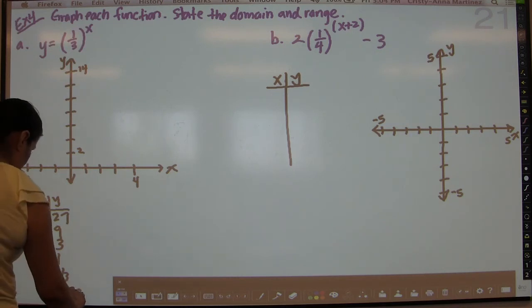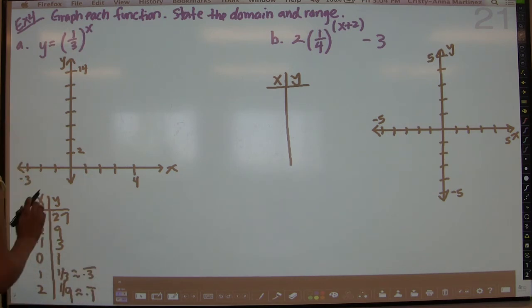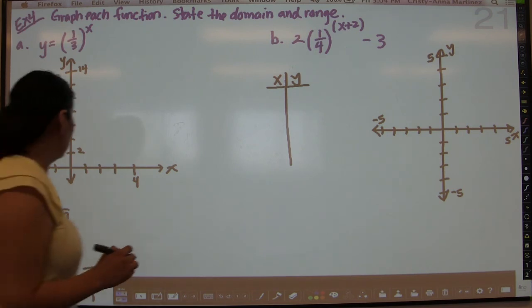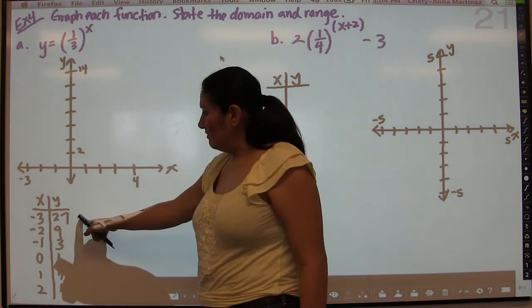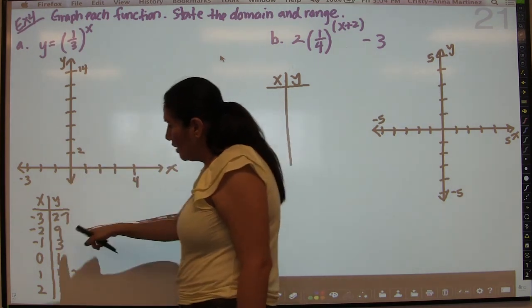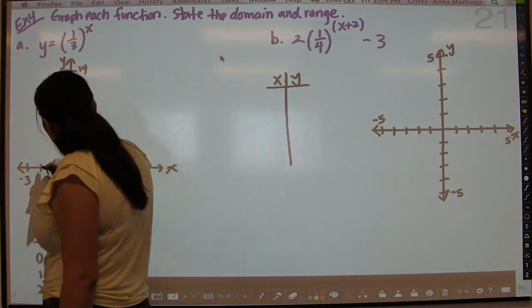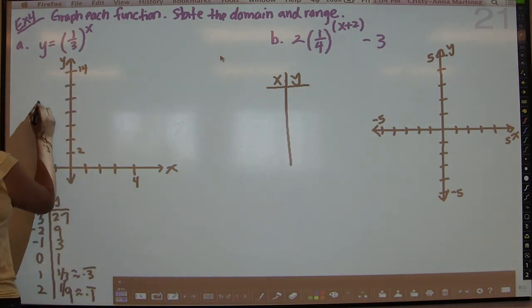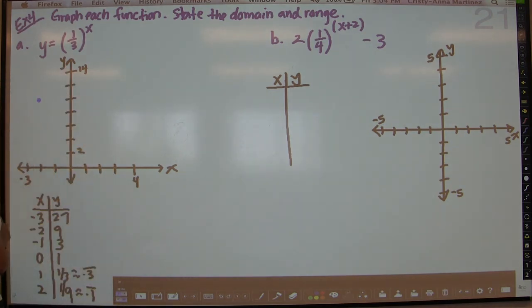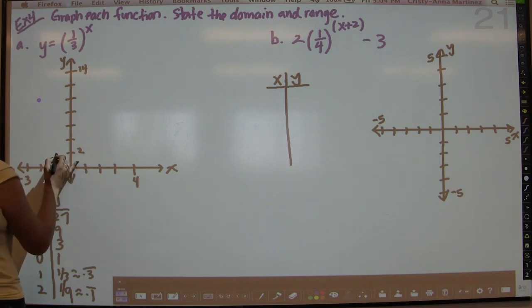1/9 is approximately 0.1 repeating. 1/3 is approximately 0.3 repeating, and everything else is fine. So I'm going to go ahead and not graph the 27 because it's way off my graph here. But starting with negative 2, 9. So here's negative 2. I'm going by 2s here, so I'm going 2, 4, 6, 8, 9. We'll put my little dot there. Then we have negative 1, 3. So 1, 2, and then 3 is going to be right in the middle there.